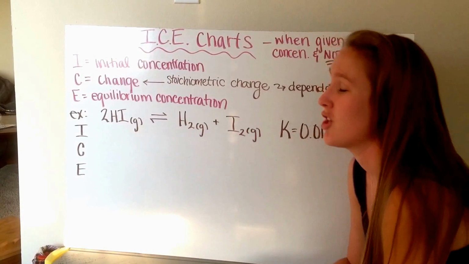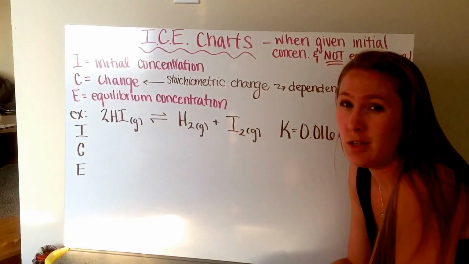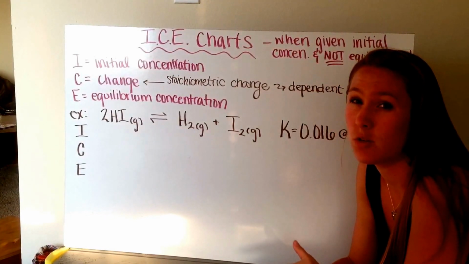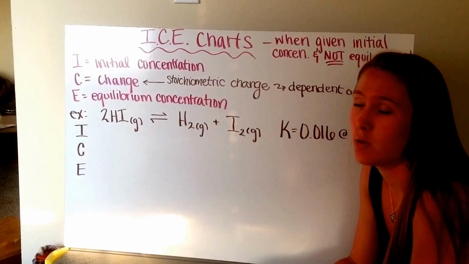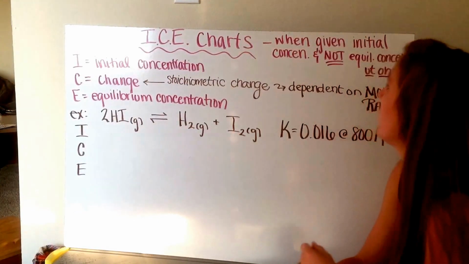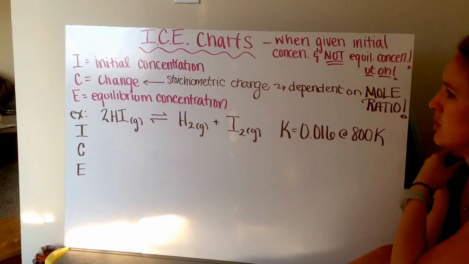This video is on ice charts. An ice chart is used when doing equilibrium calculations when you're not given equilibrium concentrations, but rather you're given the initial concentration of either the products or the reactants listed in your equilibrium reaction. So, we use initial concentrations, not equilibrium concentrations.